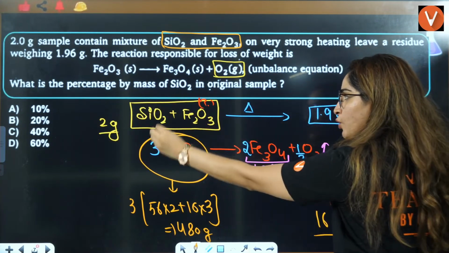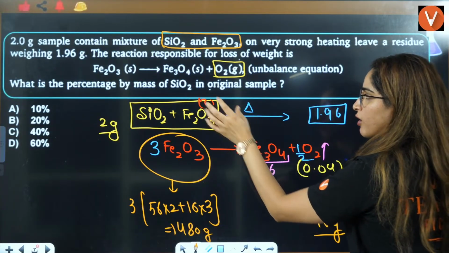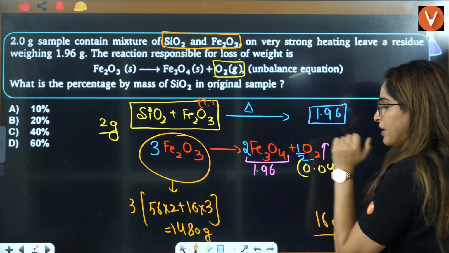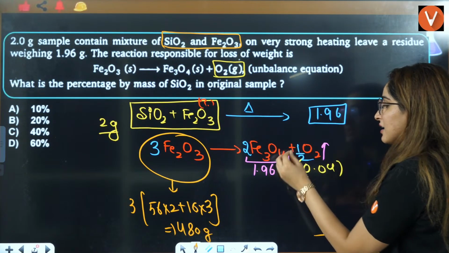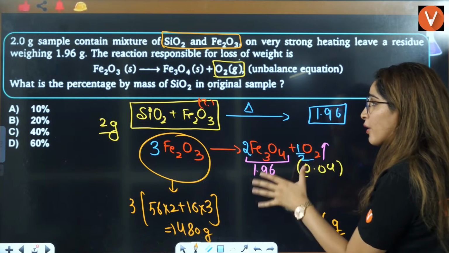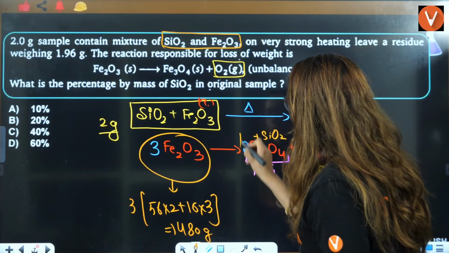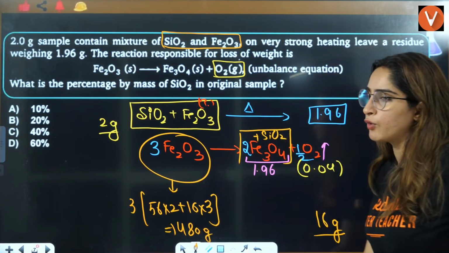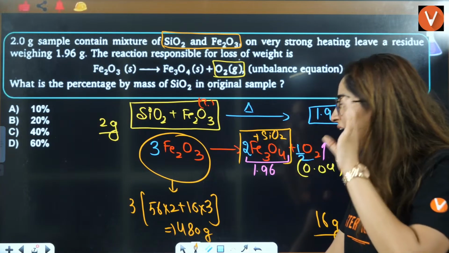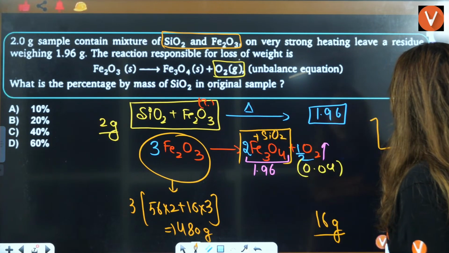You have SiO2, you have Fe2O3 in the beaker. You heat it very strongly. Fe2O3 reacts, it gives you Fe3O4 and O2. They are saying that the residue that you are left with is 1.96, and in this 1.96 you have SiO2 and Fe3O4. Okay, till here, if that is clear.